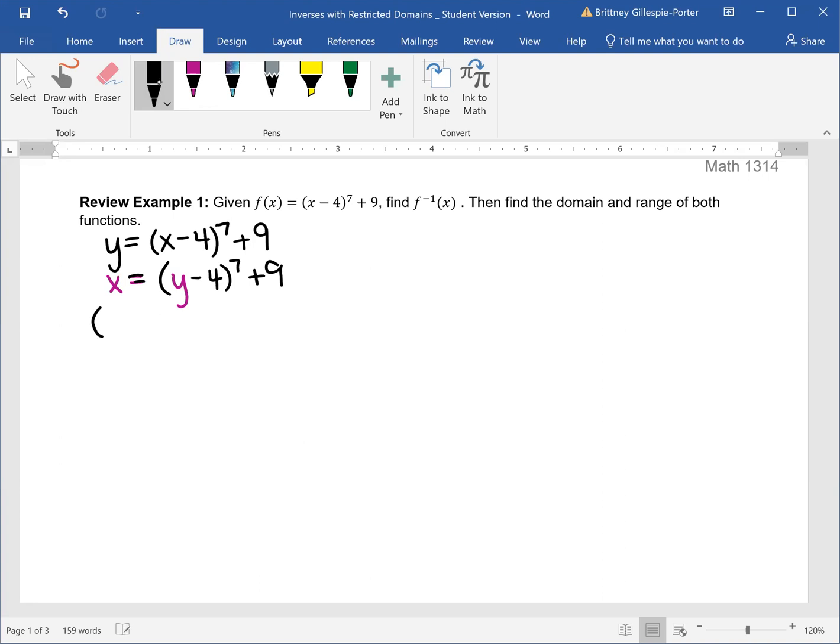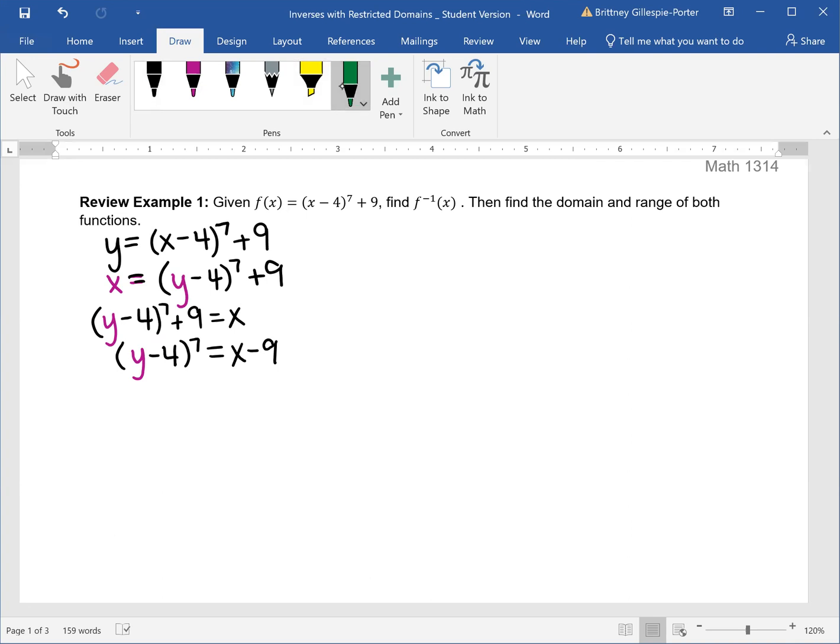So I'm going to rewrite this with my y on the left-hand side. Just a preference. You could continue to solve our equation for y when it's on the right-hand side, but it does get confusing for some students. Next up, we need to subtract that 9. So I'm going to copy down the y minus 4 to the 7th. We get x minus 9 because we moved it from the left side to the right side by subtraction.